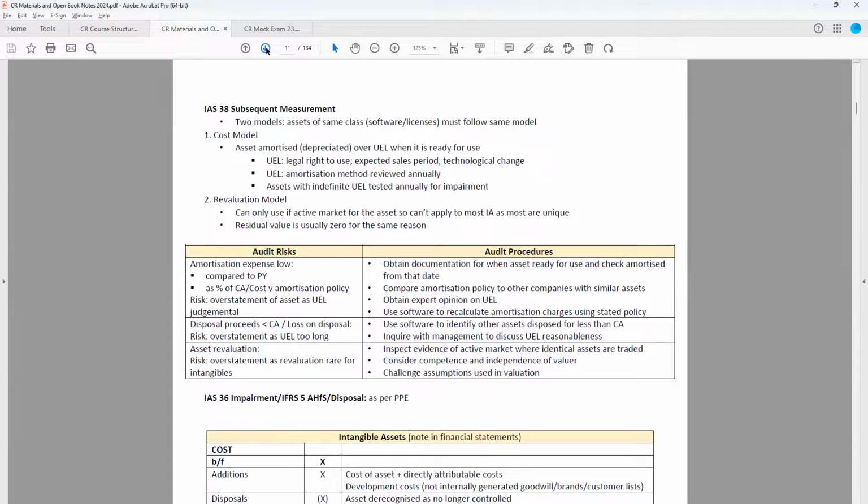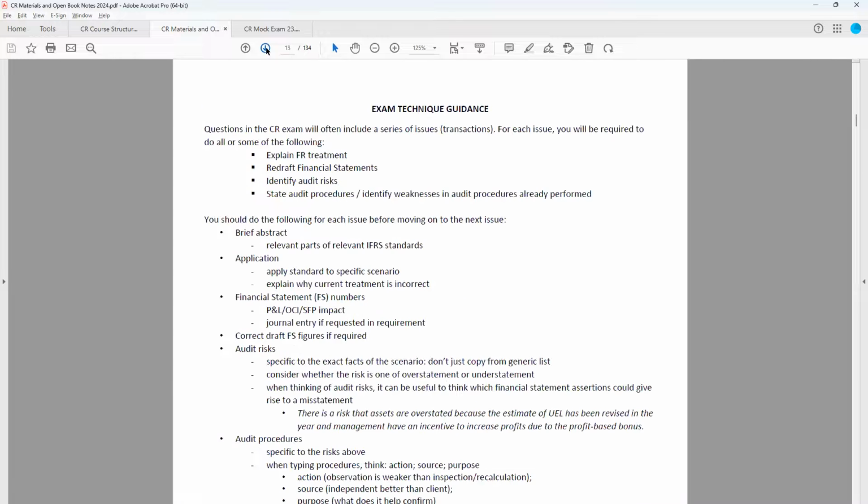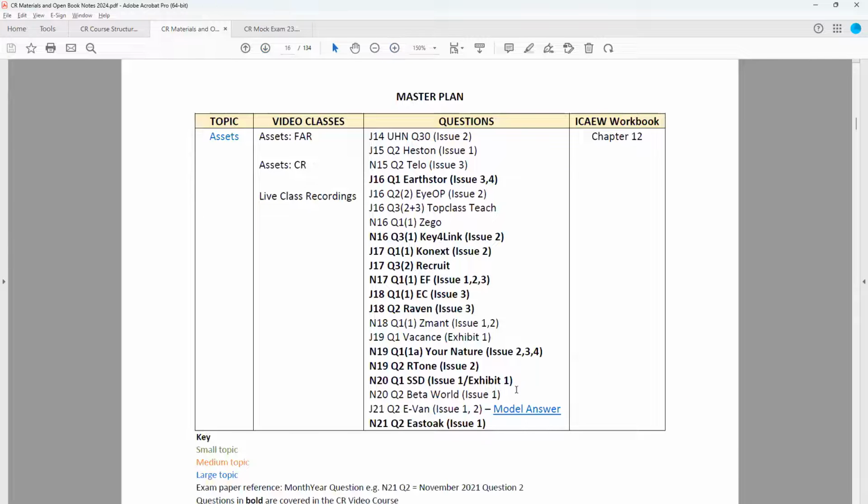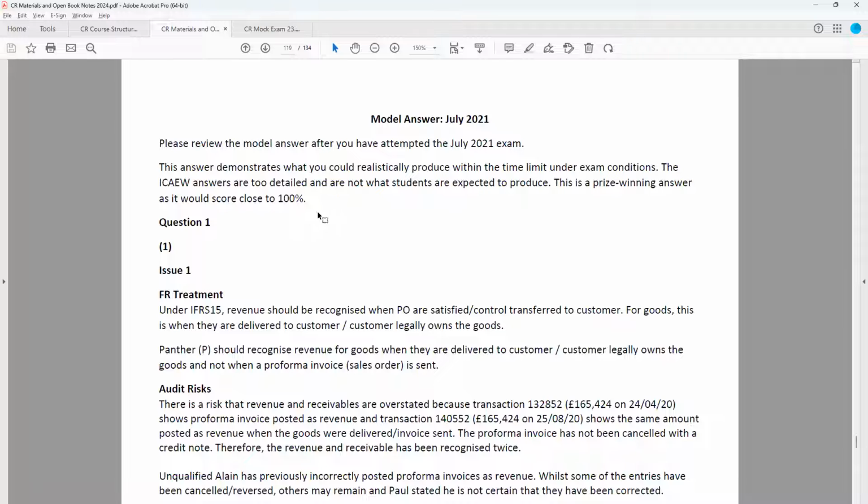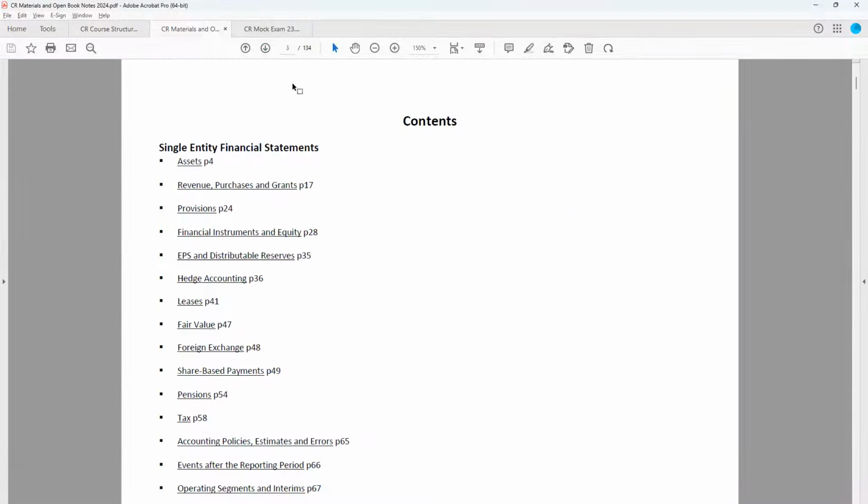So you can then go away, make sure you've understood this content, and then you can go and practice the other questions. You can see here highlighted in bold the questions which are covered as part of the video course. You'll see me work through all of these questions, and then you'll be very clear on the exam technique to use and the technical content. So you can just go away and practice the other questions so that you can practice applying that exam technique that I taught you during the class. And then once you've practiced those other assets questions, you will have mastered assets. And then we can move on to the next topic.